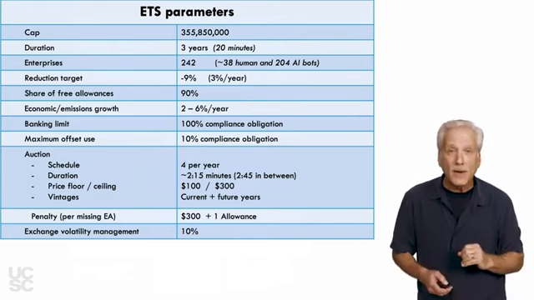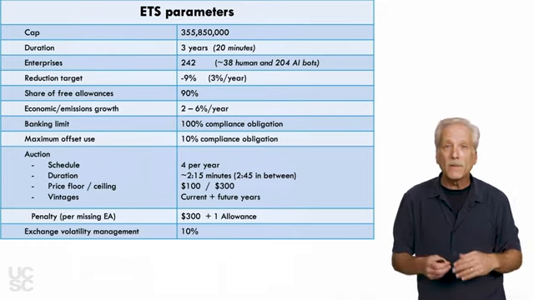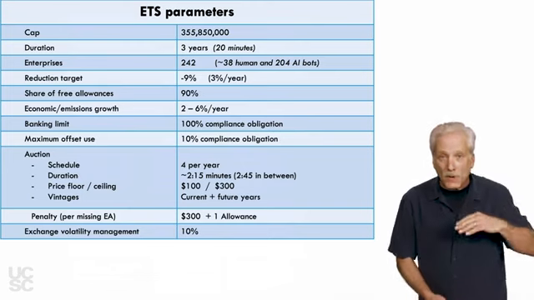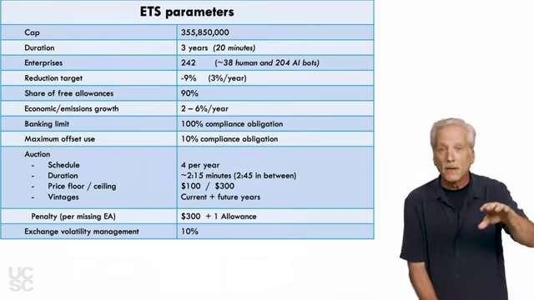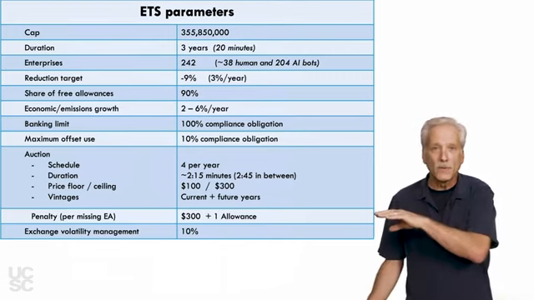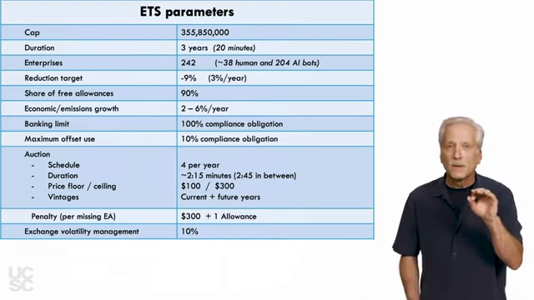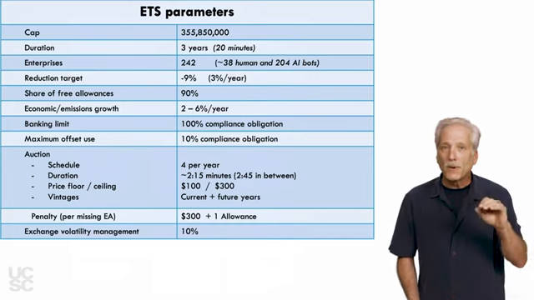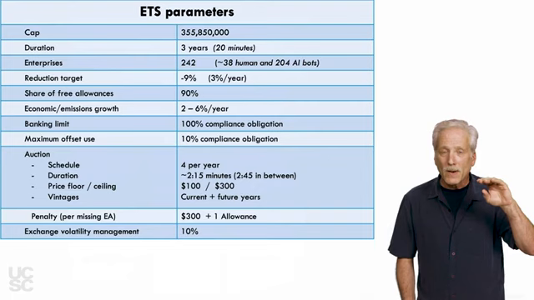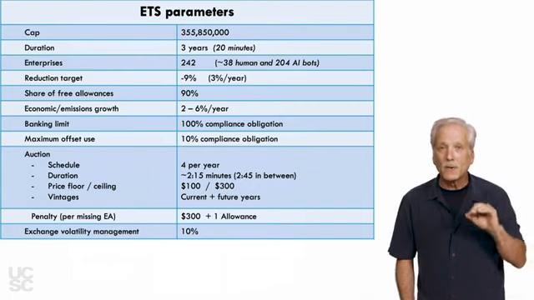You can bank allowances as well. 100% of your compliance obligation you can carry forward. If your compliance obligation is 1 million tons, if you have to surrender 1 million tons at the end of the year, that's your compliance obligation. That means you can take 1 million tons into year 2. Back to the share of allowances. Remember, you're starting short. There's a 10% shortfall here. You have 90% of the allowances that you need to operate.